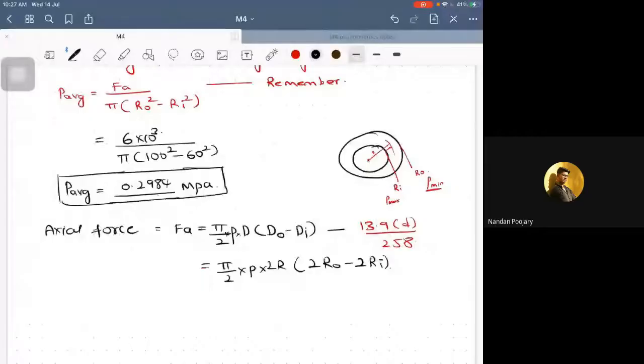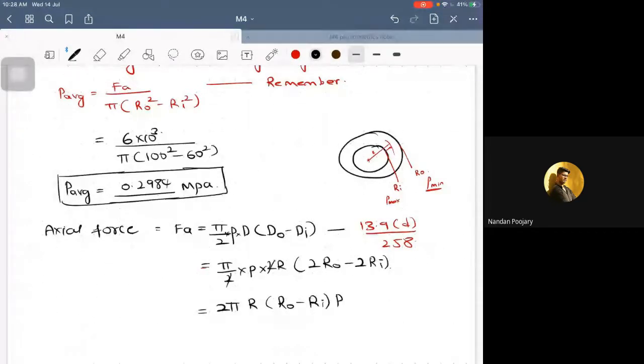Am I right? So what happens there next? 2 and 2 goes in. 2 I will take common from here. So what happens is I would get 2 times pi into r naught minus Ra into P.